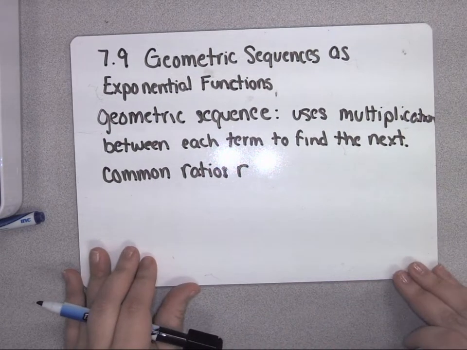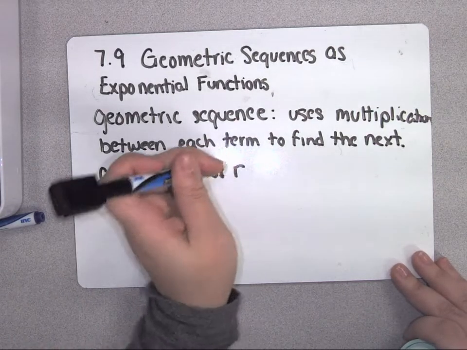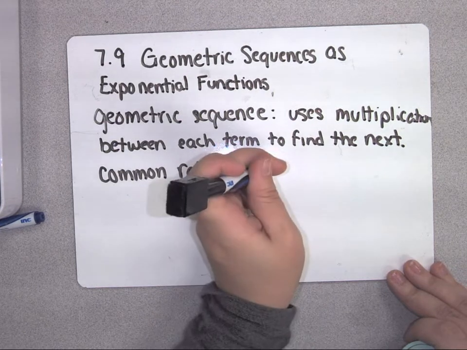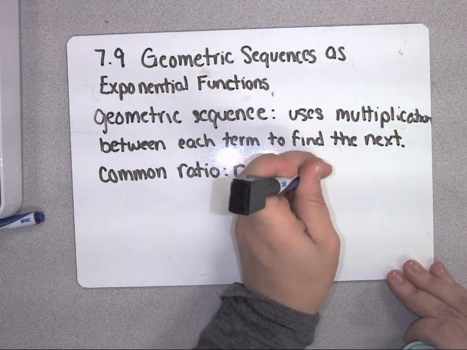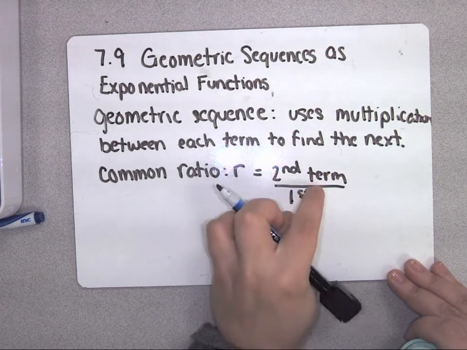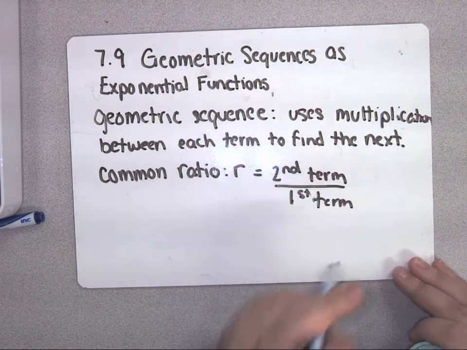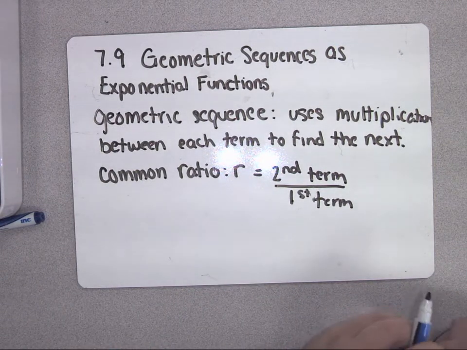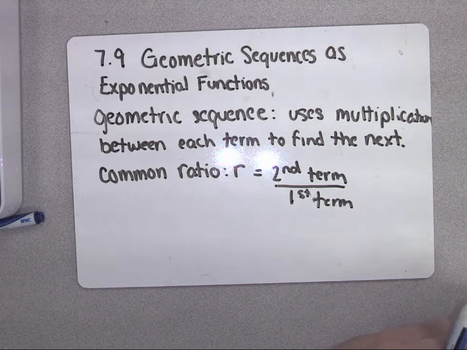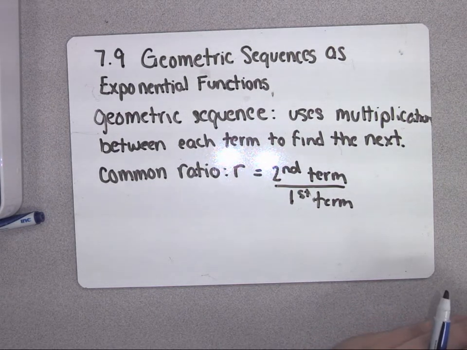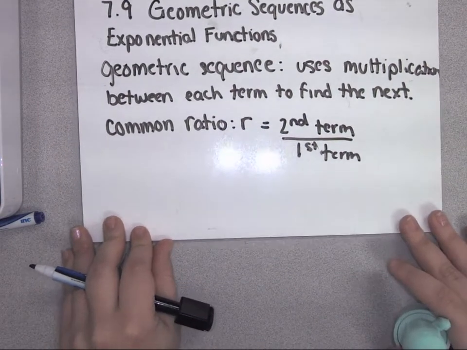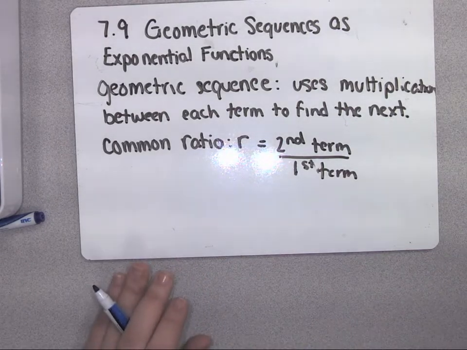And then the second thing: R is the second term divided by the first term. So it is how we get from one term to the next. If we can't figure it out, we'll take the second one and divide it by the first one. If you can't look at it and see how it multiplies, we can use some division, the opposite, to figure it out.